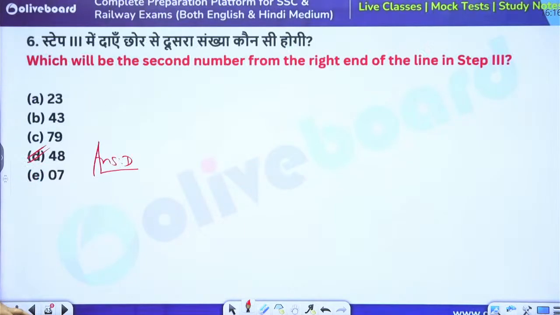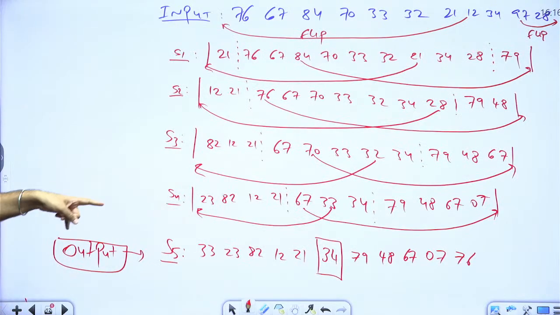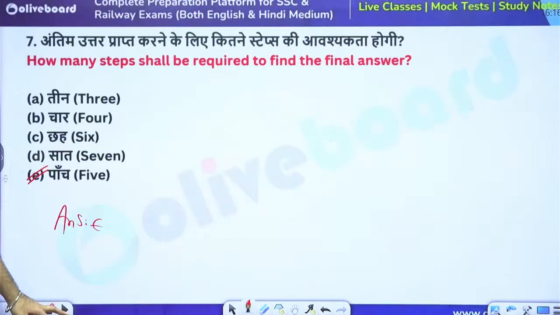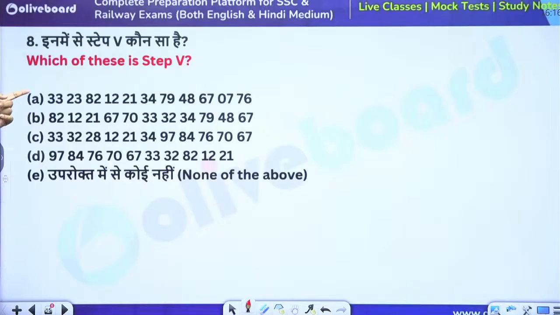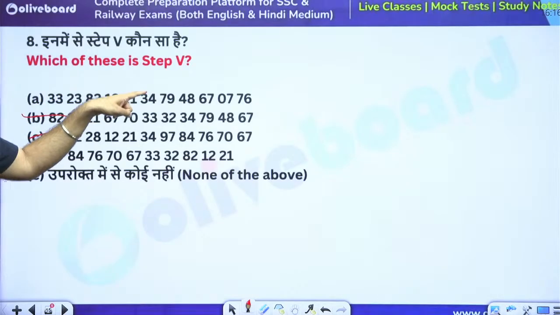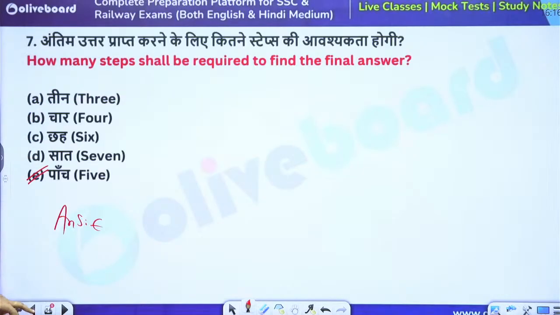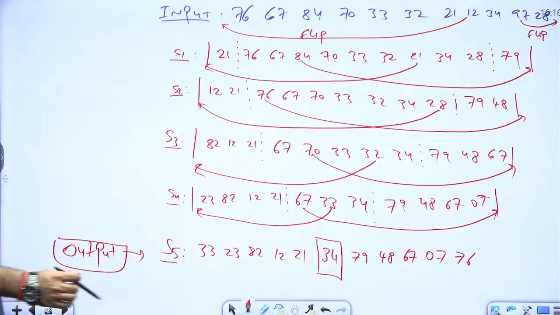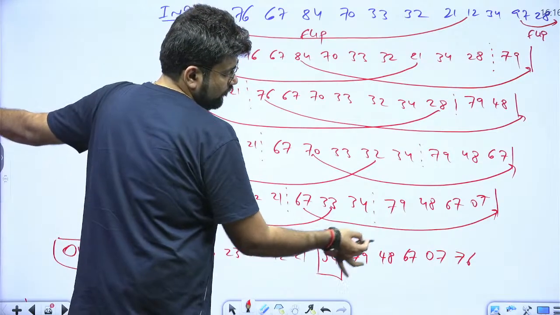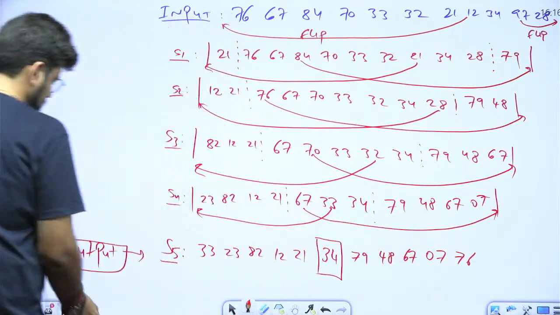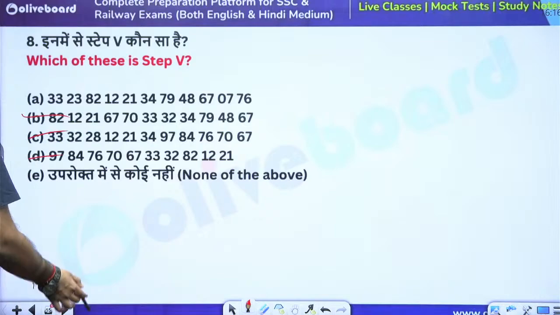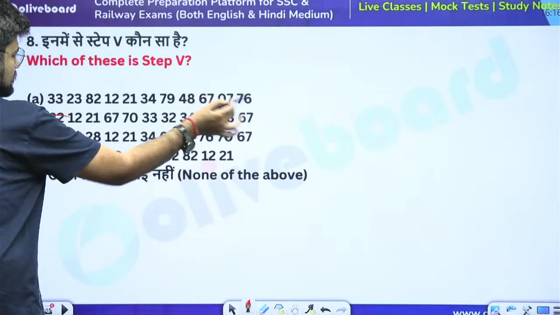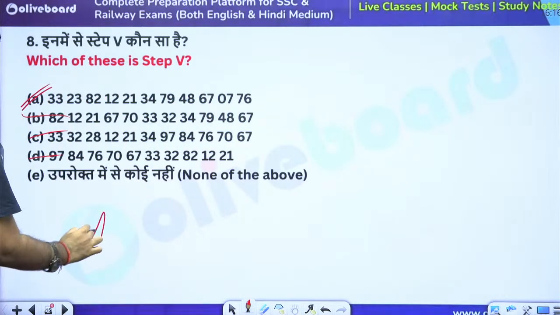Okay, let's come to step 5 here. Step 5 is 33, 23, 82. So this is gone, this is gone, this is gone. But we have none of these also, so we'll have to check it. Now we'll check 12, 21, 34, 79. 48, 67, 07, 76. Absolutely right. Option A is the correct answer.